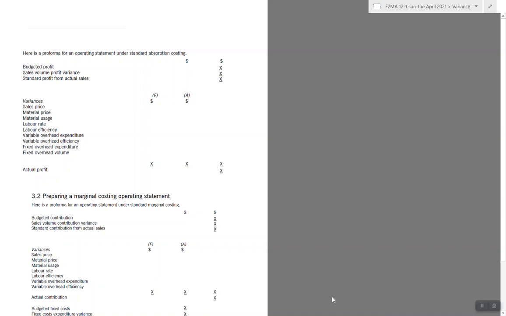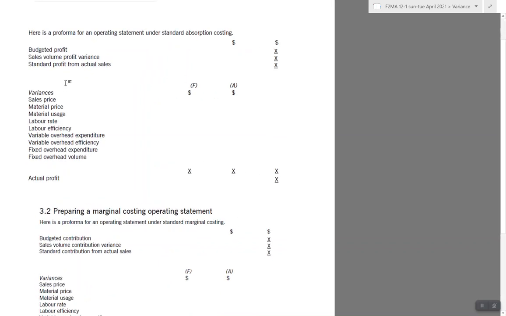Okay, let's look at kit questions on variance analysis. Before we look at kit questions, you need to understand two operating statements prepared by marginal costing system and absorption costing system. So it is like a variance report. You don't have to memorize this report. Just remember the top bit and the bottom.